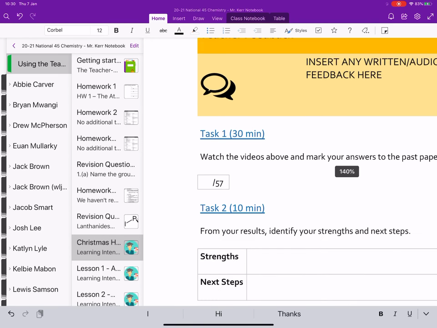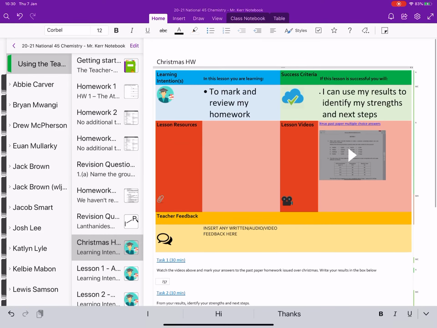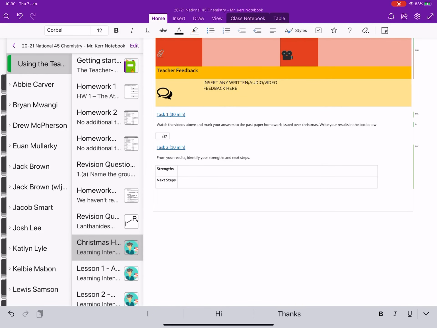Once you've done that, what I'd like you to do for task 2 is, from your results, identify your strengths and next steps. And how well you did in that past paper. Strengths and next steps, I want at least 5 or 6 of each. You should be able to manage that, and then that will cover another lesson for us this week. Right, I think that's everything. Good luck, and I expect to see high numbers in this.